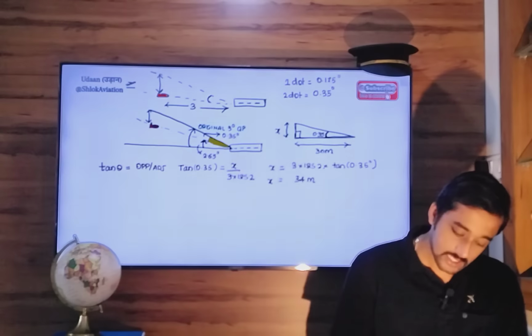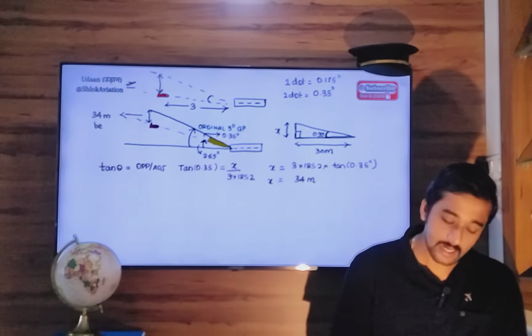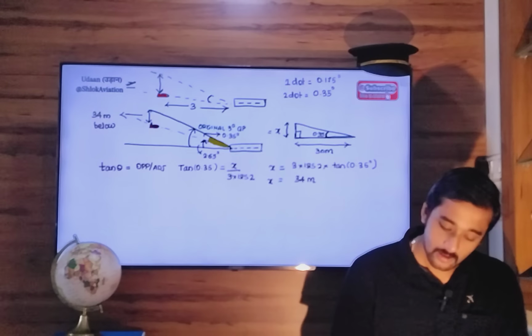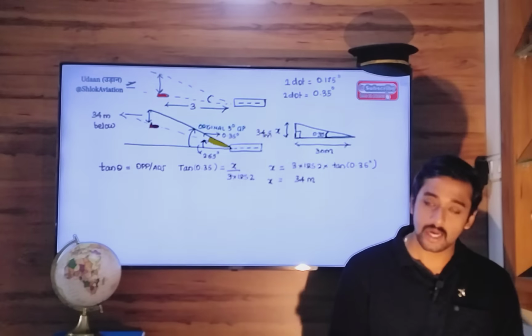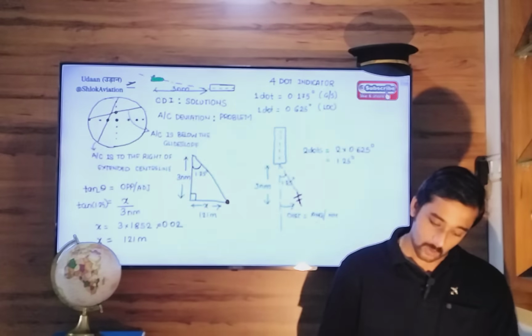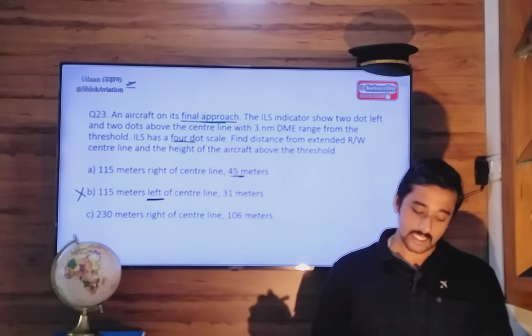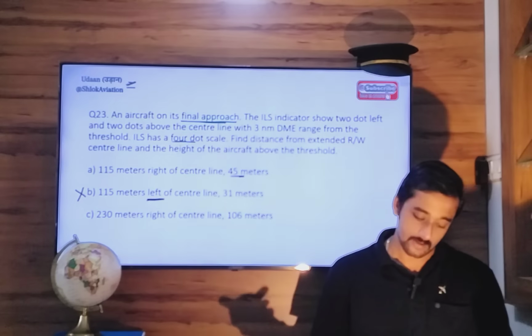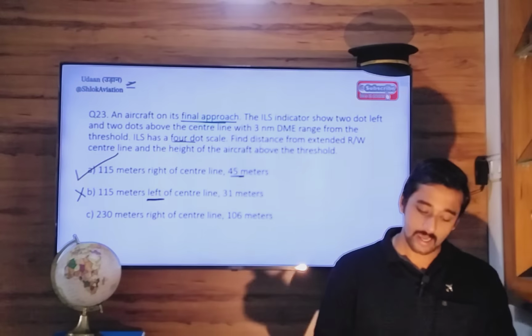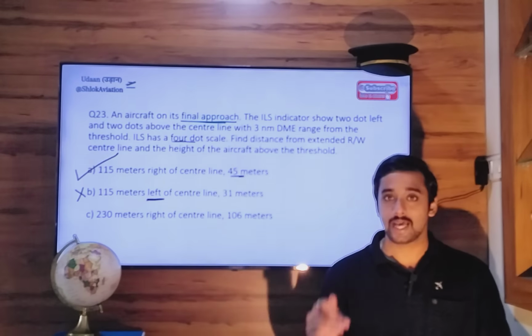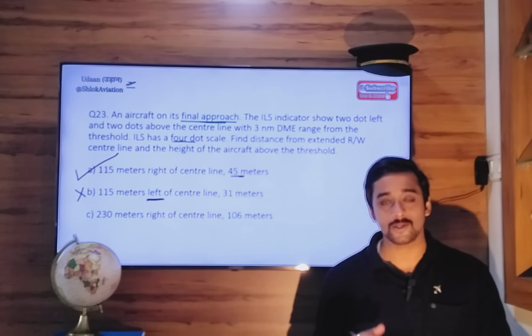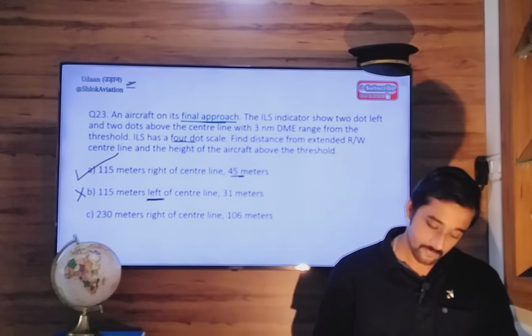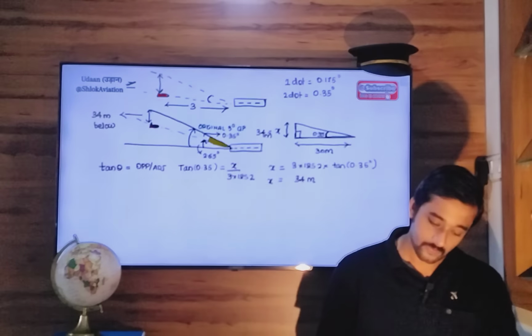That means the aircraft is 34 meters below the correct glide path of 3 degrees. So let's check the options here. Option A says 115 and 45 meters. We have got 34 meters. So I'll go with option A because it has the values which are closest to the values that I have found.